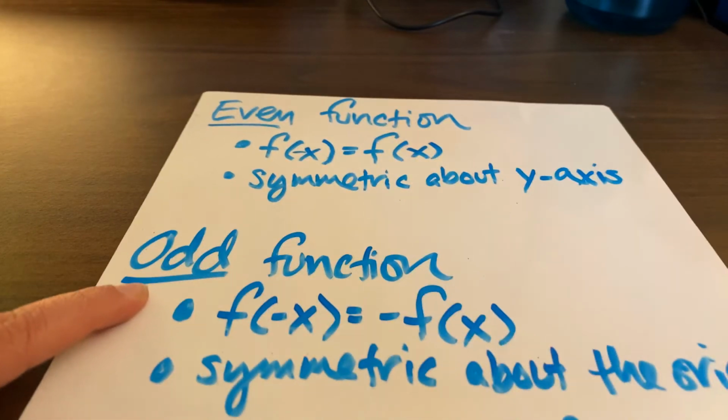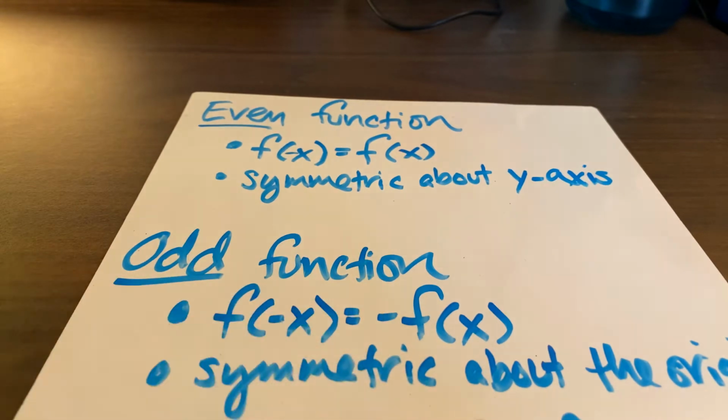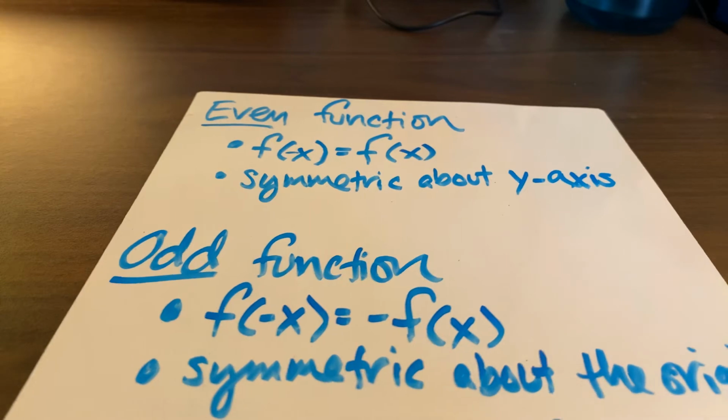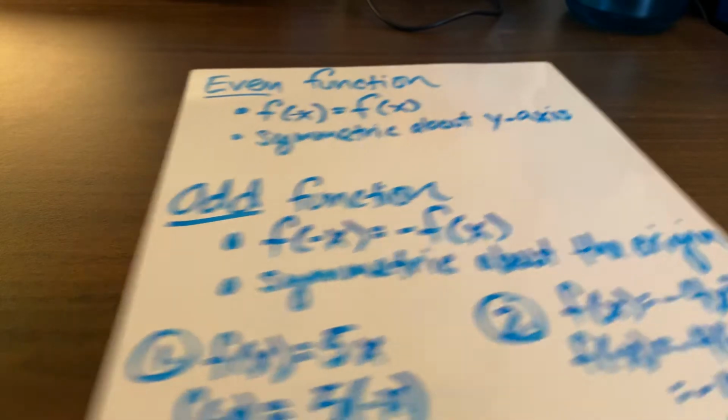An odd function, when you plug in a negative x into the original function and you simplify it and work it through, you end up with the opposite of the original function, meaning the sign has changed for everything in that equation. Odd functions are also symmetric about the origin. So let's consider a couple examples here.